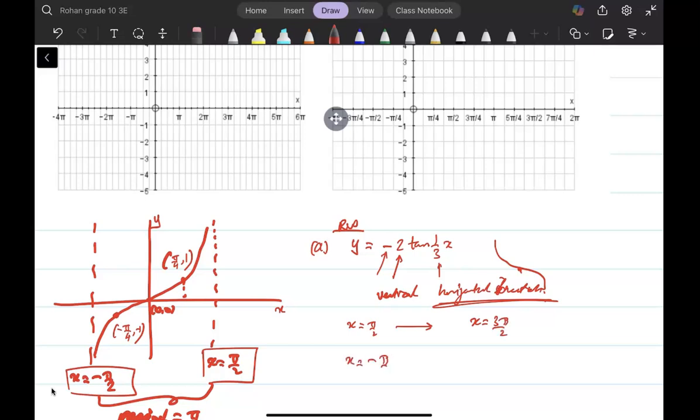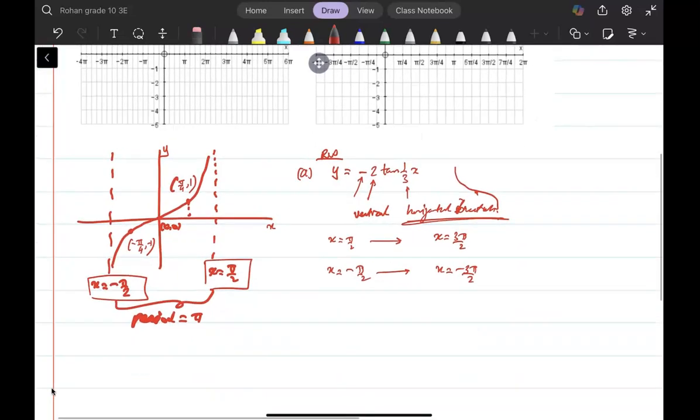X is equal to minus pi by 2 and x is equal to minus 3 pi by 2. It will affect all these 3 points also that we want. These are my 3 main points: minus pi by 4, minus 1; 0, 0; pi by 4, 1. It will affect these.